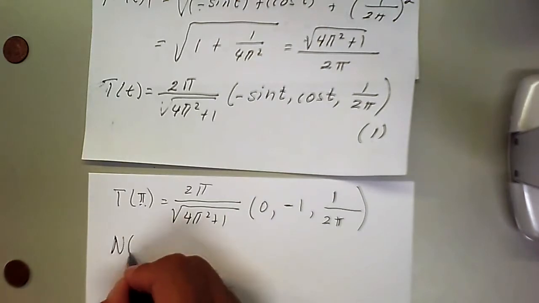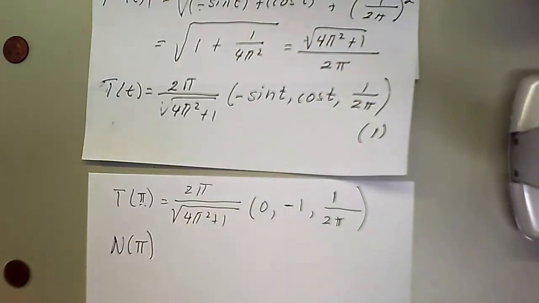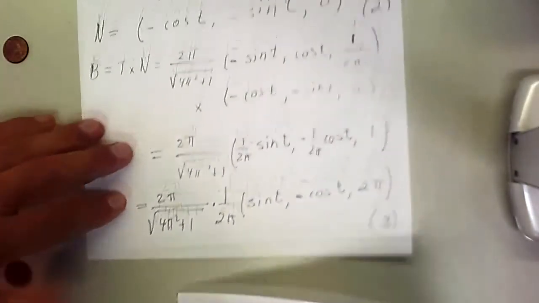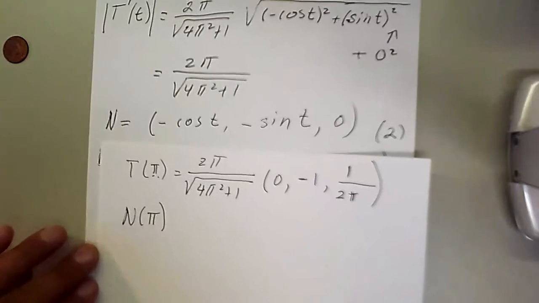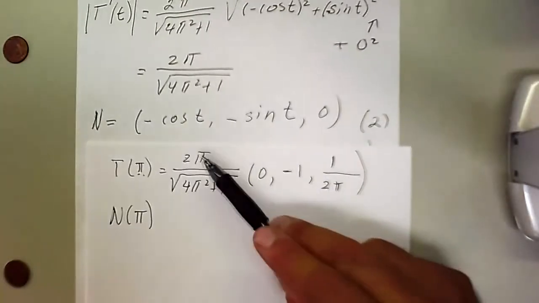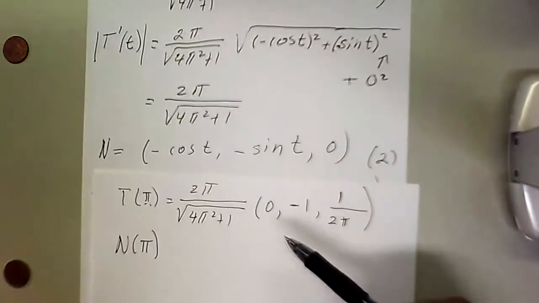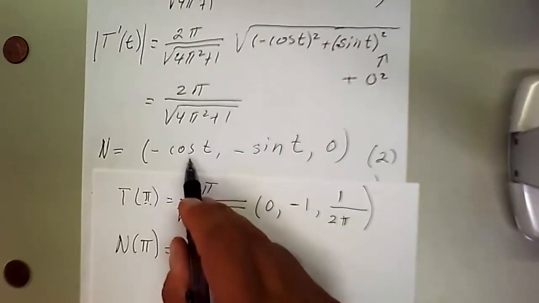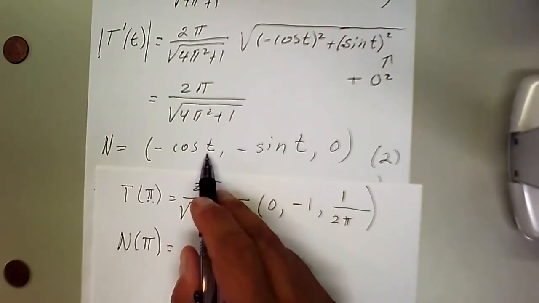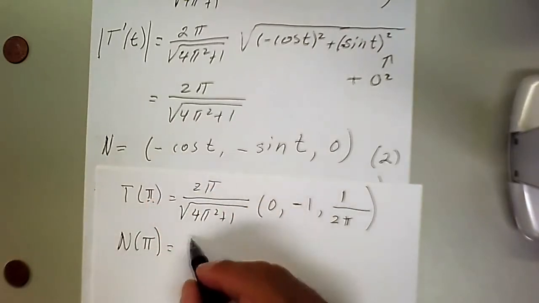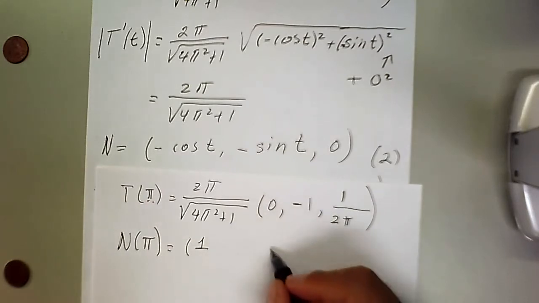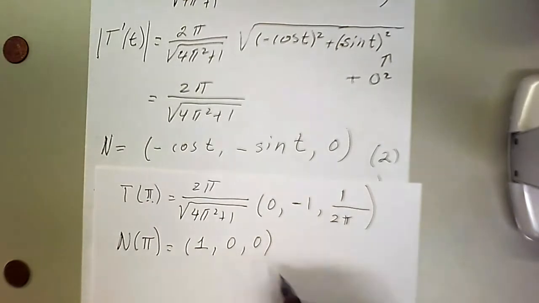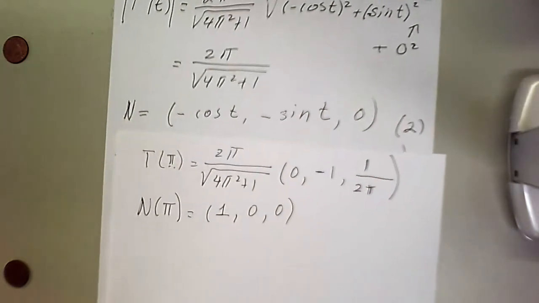Our normal vector at pi, so that is formula number 2, the one we labeled as formula number 2. There it is. So there's formula number 2, which we derived. And what we're going to do is plug in pi. So cosine of pi is -1, but then there's an extra negative in front of the cosine, so that is going to give us 1. Sine of pi is 0, and of course 0 again. So that is a nice, neat i vector.